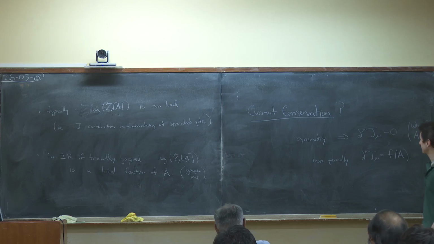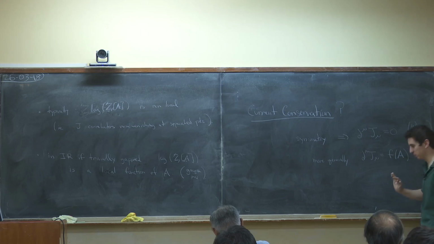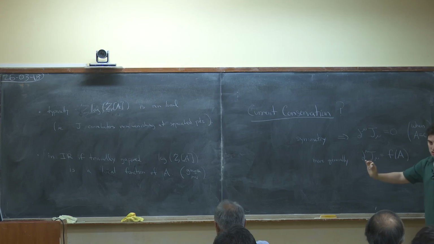So unfortunately, sometimes people discuss anything that appears on the right-hand side as an anomaly. But the physical implications are crucially different depending on whether or not this condition is satisfied. If this condition is not satisfied, the current is not conserved, there's no symmetry. If this condition is satisfied, there is a symmetry. The Hilbert space is in representations of that symmetry. So this is the case that we want to focus on.